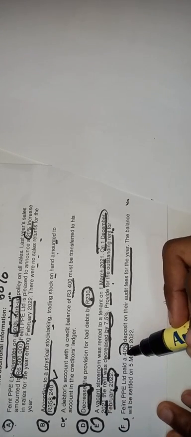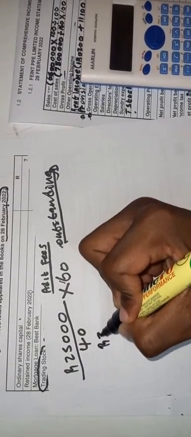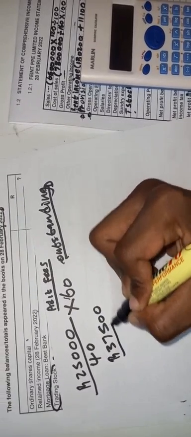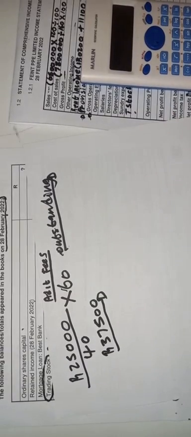How did I get the 60%? They said 40% is paid. So if 40 is paid, which means 60 is outstanding. 100 minus 40 gives us 60, right? I've said enough. So the answer for audit fees is 37,500. That's it. So let's put it there on our answer book.